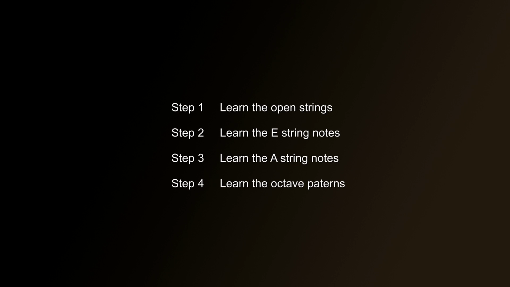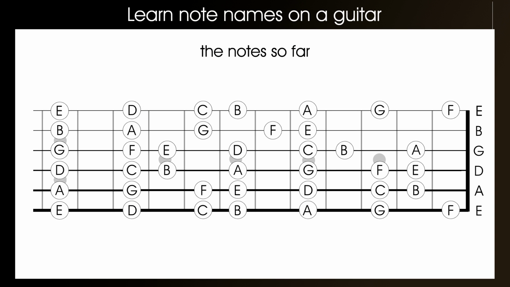To summarise then, the 4 steps are: Step 1. Learn the names of the open strings. Step 2. Learn the names of the notes on the bottom E string. Step 3. Learn the names of the notes on the A string. And step 4. Learn the octave patterns. By following these 4 steps, you'll know all these notes and more.